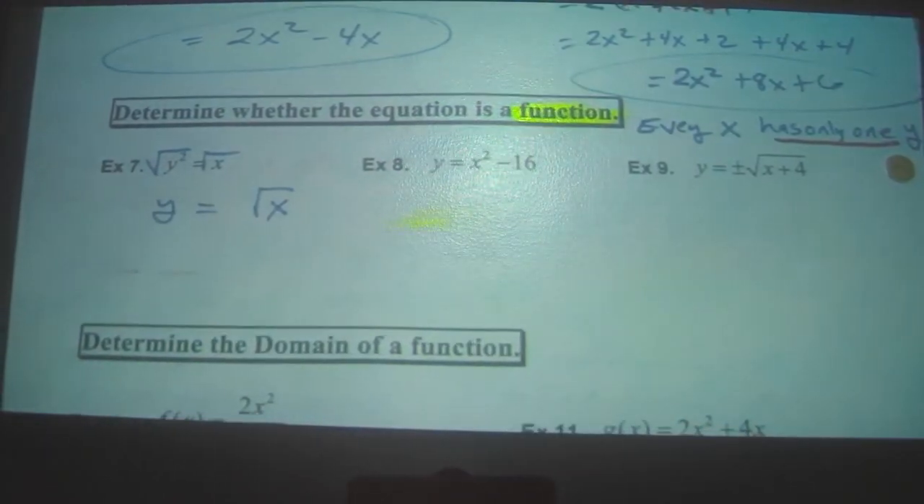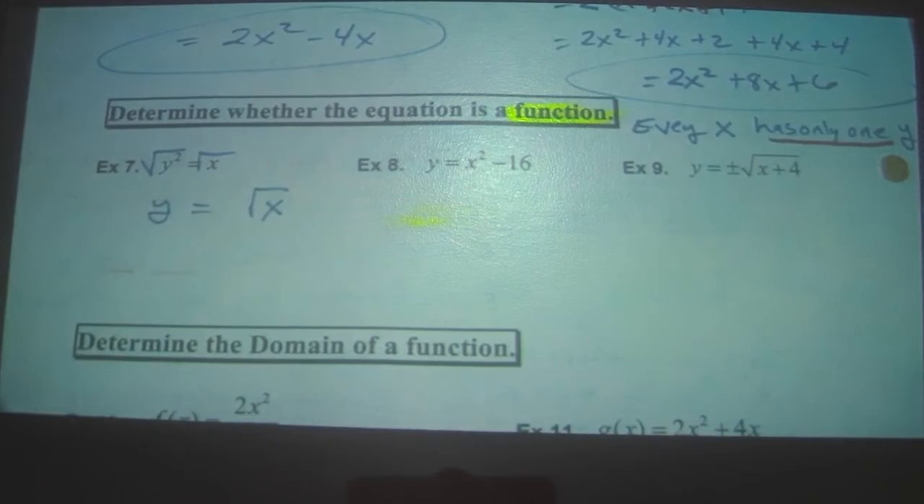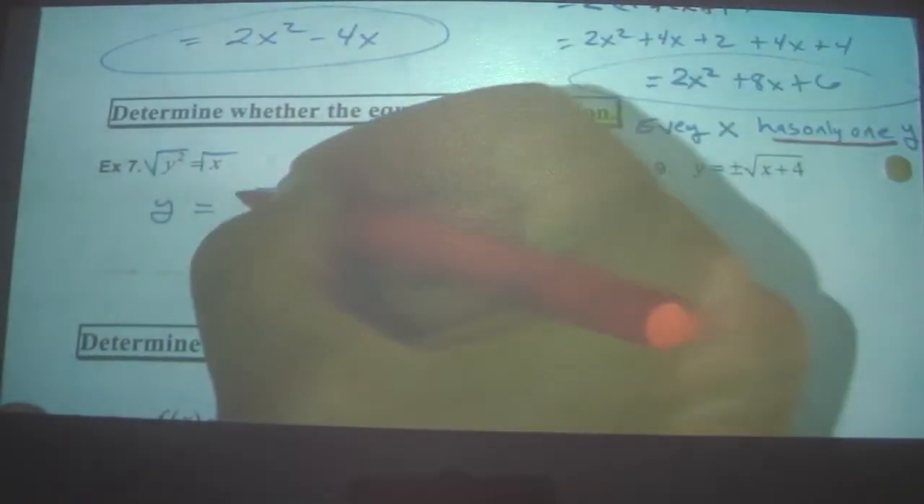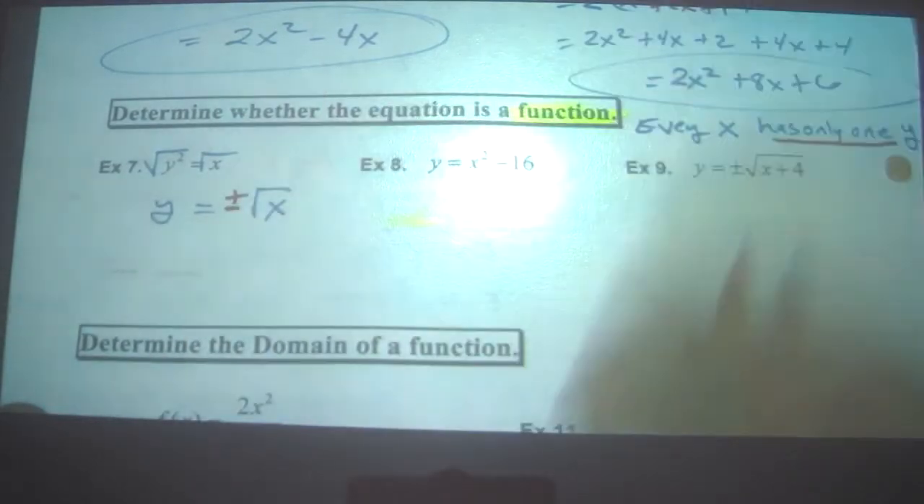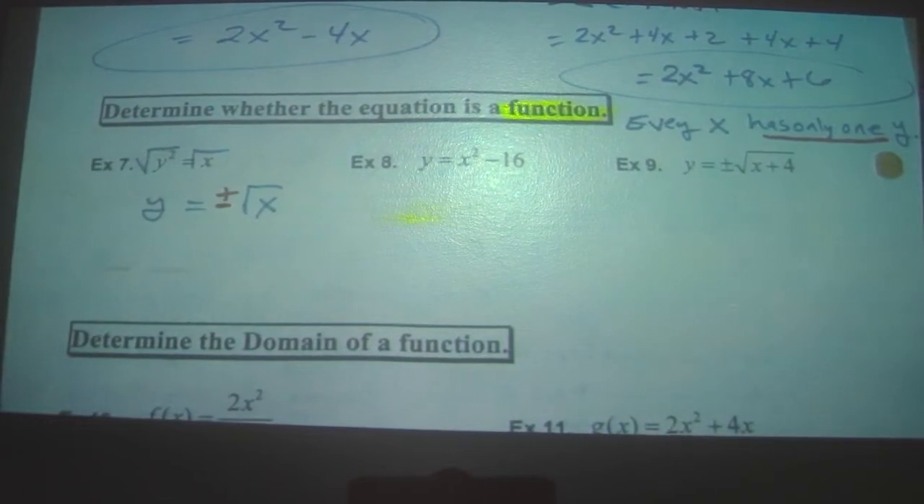But don't forget what? What did I forget? Anytime you square root both sides, you must have plus or minus signs. Awesome. So don't forget the plus or minus. Now, when I take a look, I have to decide if this is a function or not.